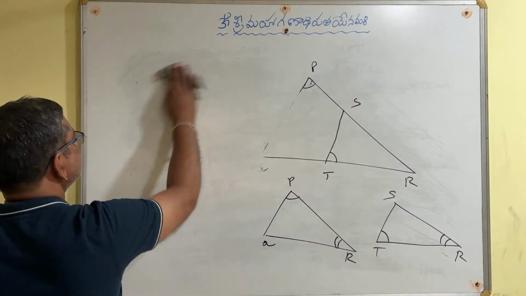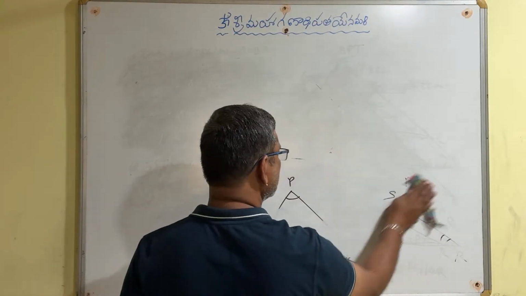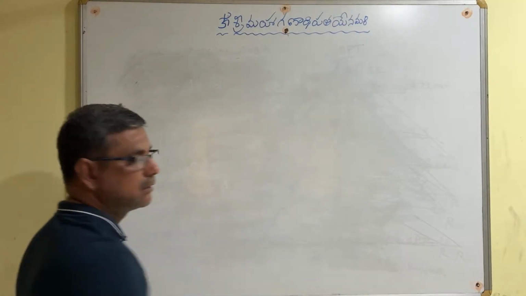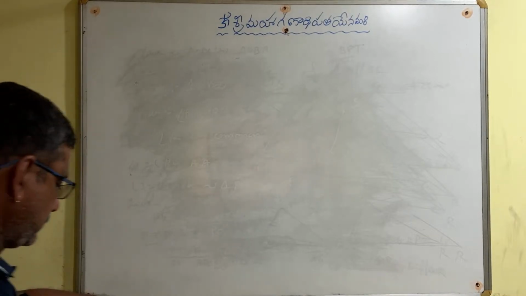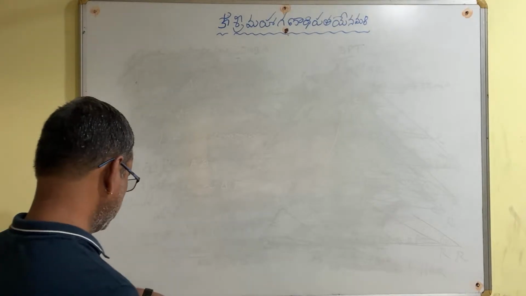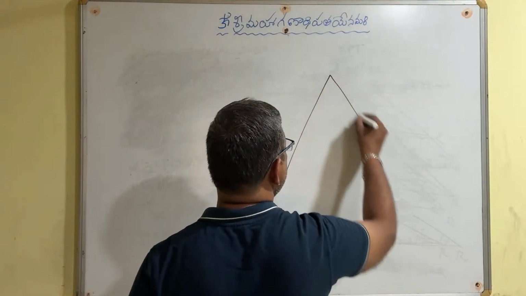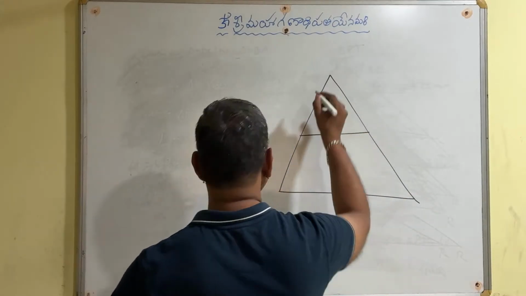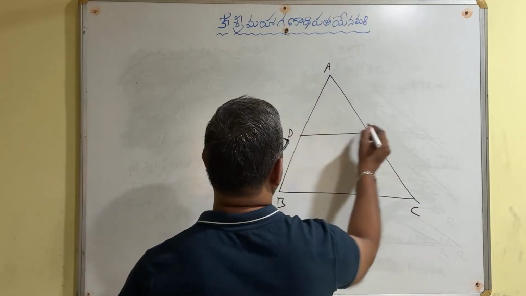Next question. Question number 6. There is a triangle ABC, ADE.